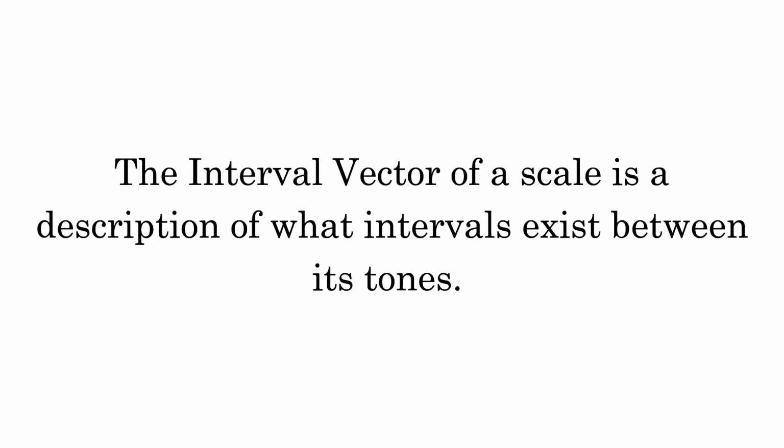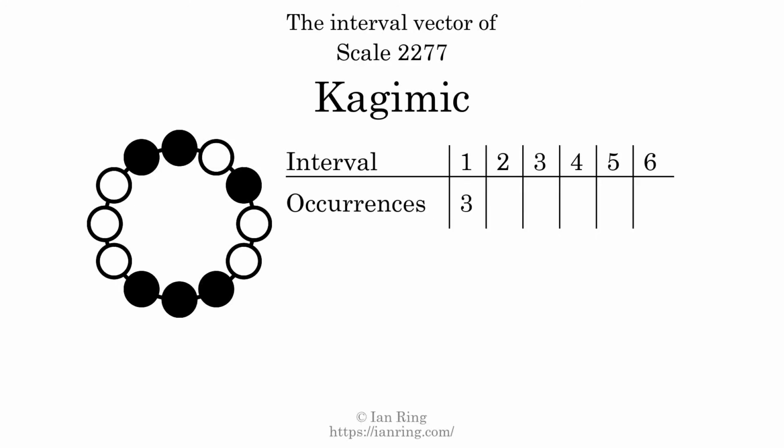The interval vector of a scale is a description of what intervals exist between its tones. There are 3 intervals with a size of 1 semitone. They are here, here, and here. There are 2 intervals with a size of 2 semitones. They are here, and here. There are 2 intervals with a size of 3 semitones. They are here, and here.